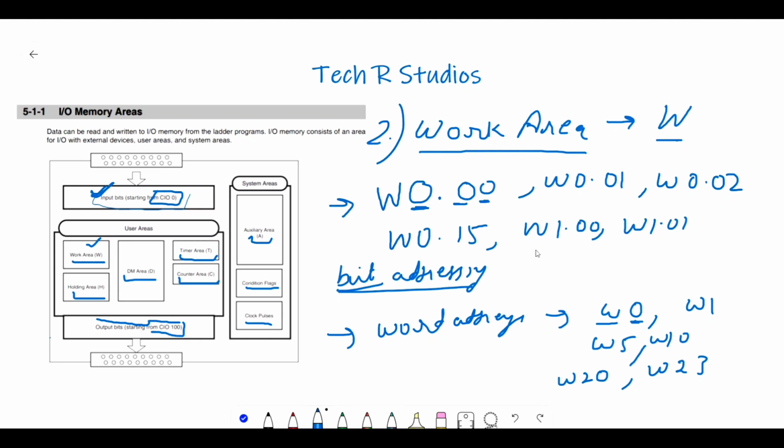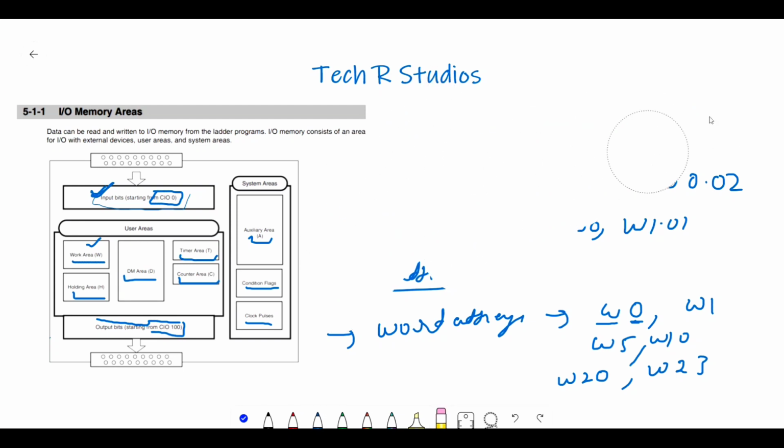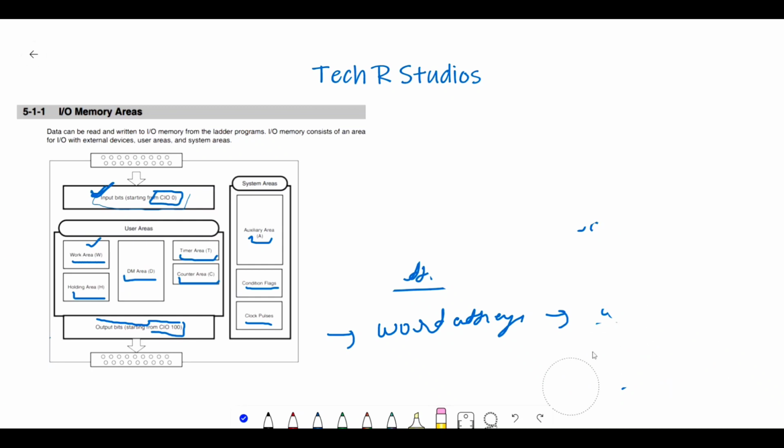If you have any doubt about it, you can comment down in the comment box. I will release a new video explaining bit addressable and word addressable memory areas. So let's clean this area. One more thing I forgot to tell you is about the W area. I will tell it later on.